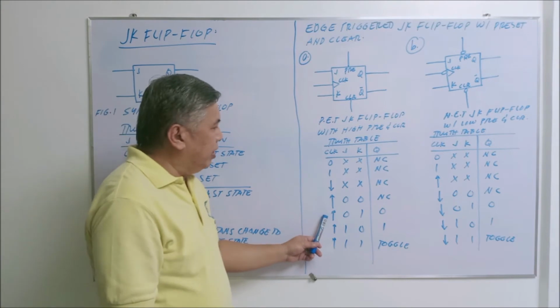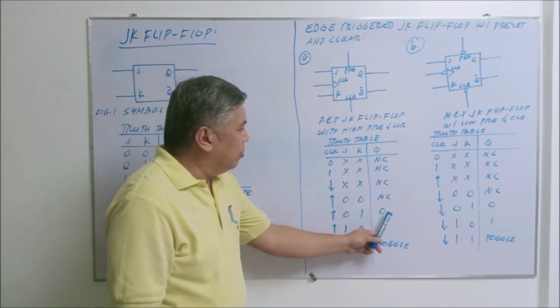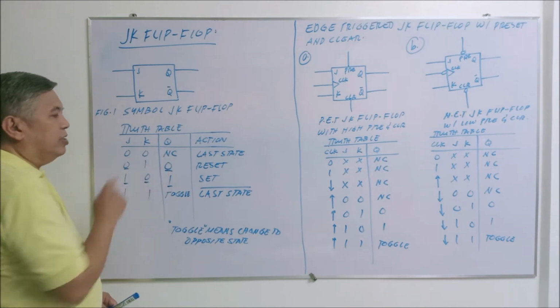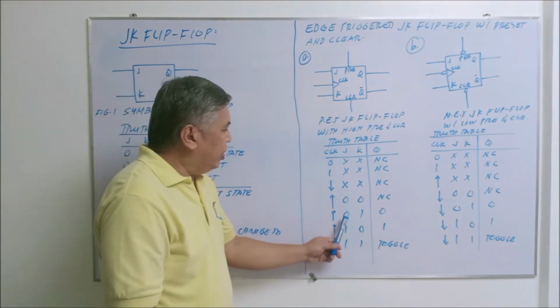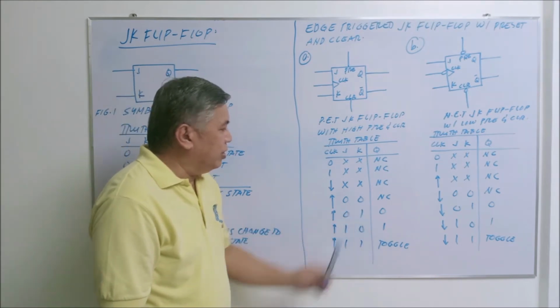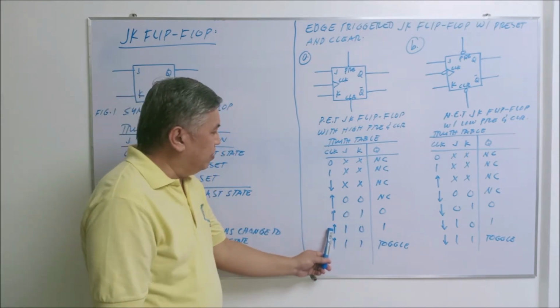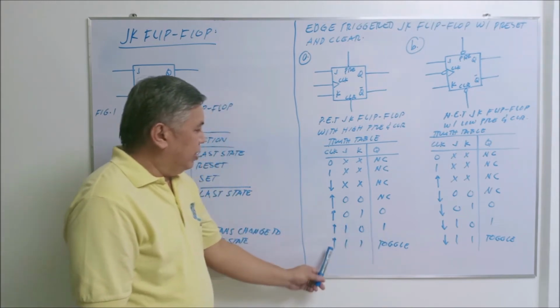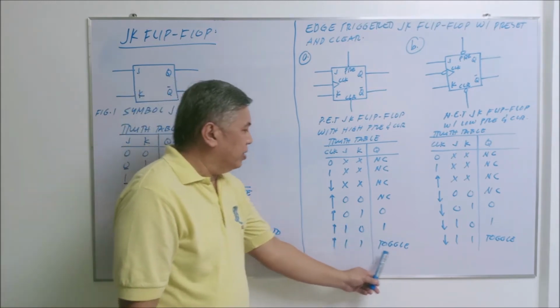If positive triggering, 0, 1, the output is 0, just like this one here. 0, 1, the output is 0. Meaning to say, J implies Q, since both J and K have different values. Then you have positive edge triggered, 1, 0, the output is 1. Then positive triggering, 1, 1, toggle.